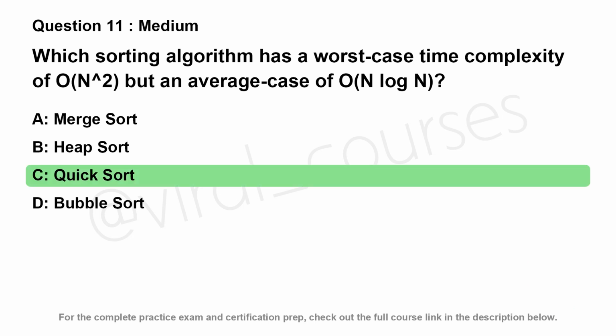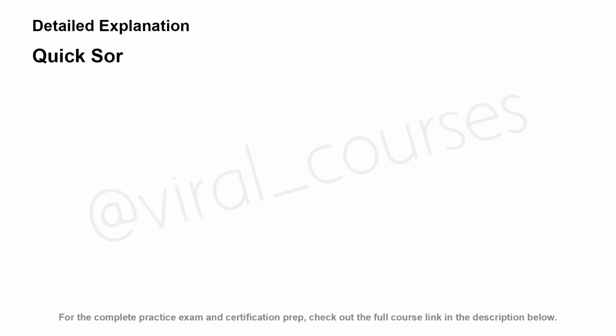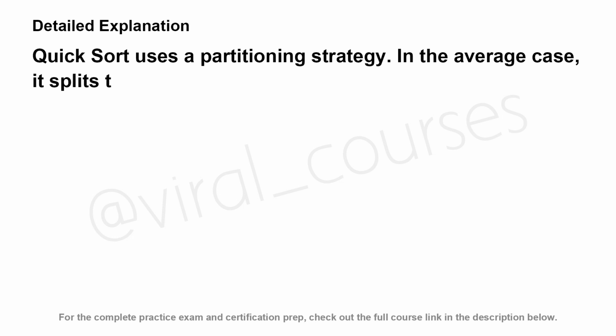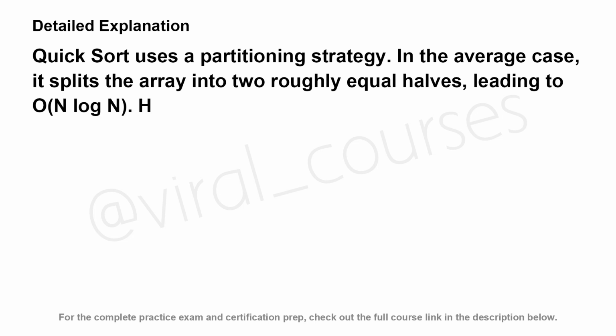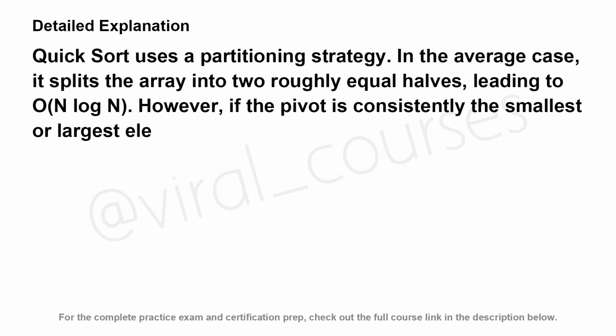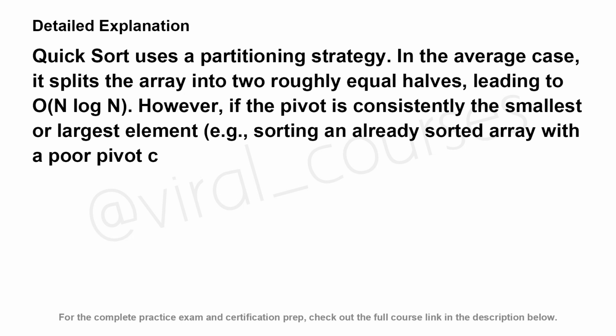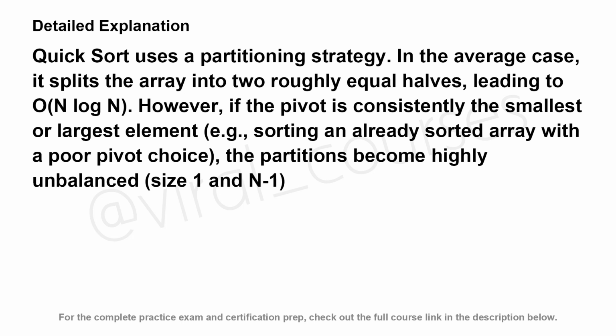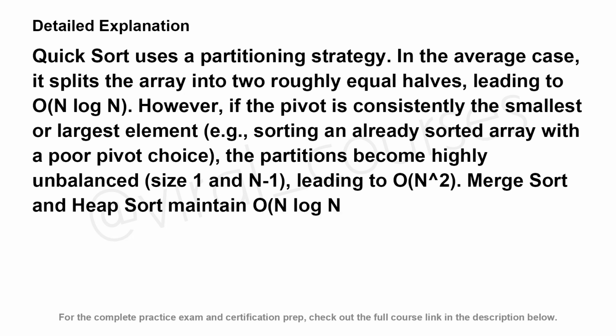The correct answer is C. Quick sort uses a partitioning strategy. In the average case, it splits the array into 2 roughly equal halves, leading to O(n log n). However, if the pivot is consistently the smallest or largest element, e.g., sorting an already sorted array with a poor pivot choice, the partitions become highly unbalanced, size 1 and n-1, leading to O(n squared). Merge sort and heap sort maintain O(n log n), even in the worst case.